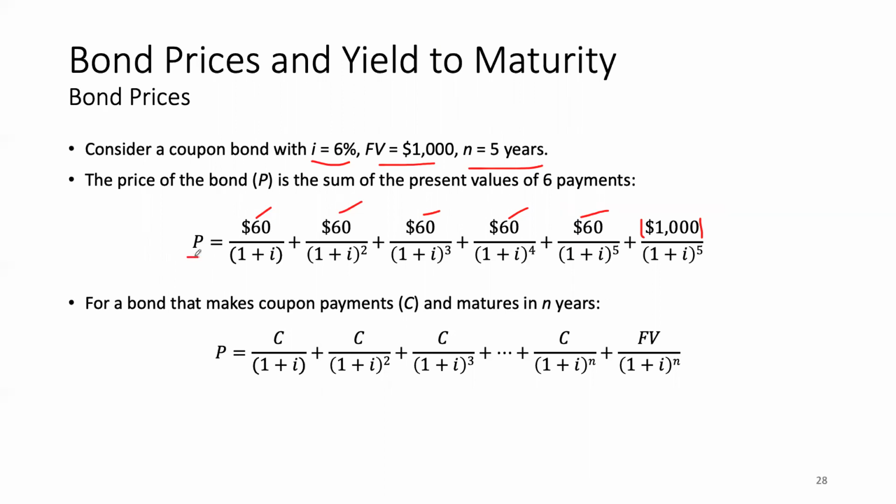So standing here today, I want to know what the price of this bond should be. I know that this first $60 payment is going to come 1 year from now, so I discount it by 1 over 1 plus i. Then the second coupon payment comes 2 years from now, so that's discounted by 1 plus i squared. The third coupon payment comes 3 years from now, so that's discounted by 1 plus i cubed. The fourth payment is coming 4 years from now, so that's 1 plus i raised to 4. And then the fifth coupon payment and the face value both come in year 5, so they're both discounted by 1 plus i raised to 5.